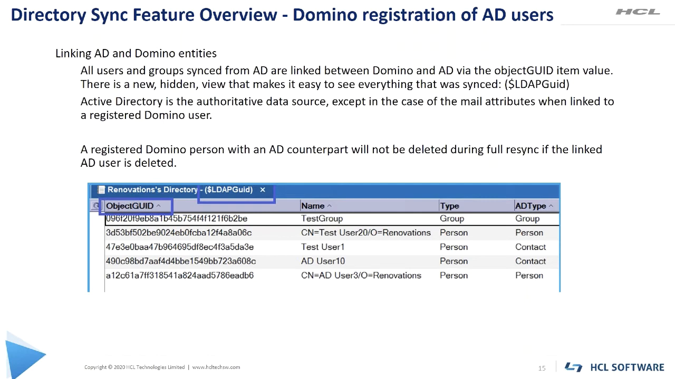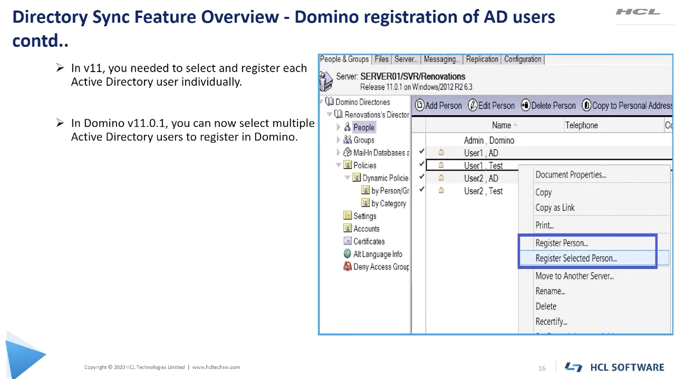Moving to next slide. This is just a continuation of the previous slide. You can simply register the sync users by selecting from the admin client, people and group panel. In V11, you need to select each user from the Domino directory that syncs from Active Directory for registration. But in V1101, you can select multiple users and complete the registration. This is a new improvement that we have added in V1101 for DIRSync.